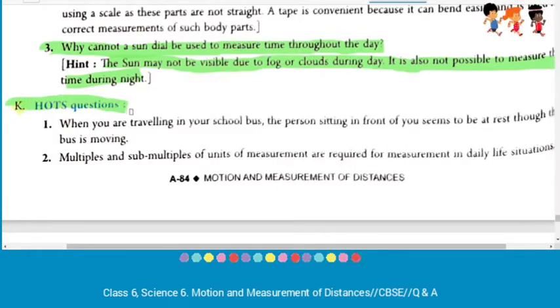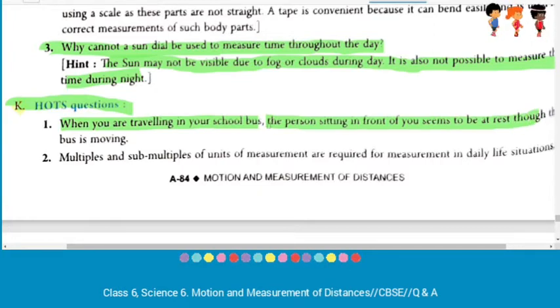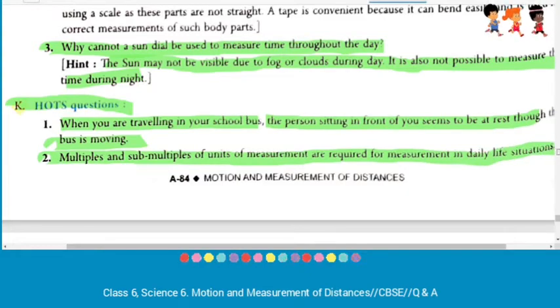Section K, HOTS questions. First one, when you are traveling in your school bus, the person sitting in front of you seems to be at rest though the bus is moving. Second one, multiples and submultiples of units of measurements are required for measurement in daily life situations.